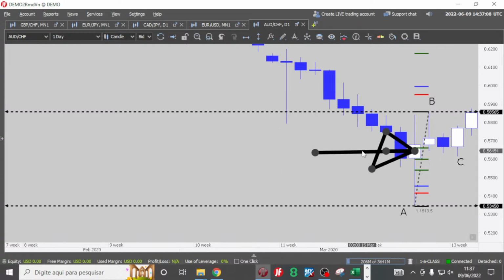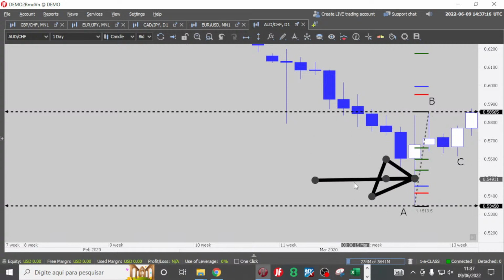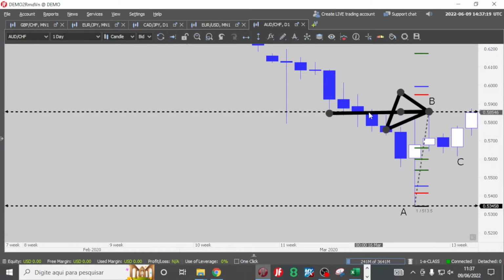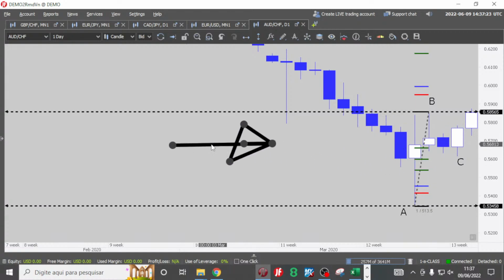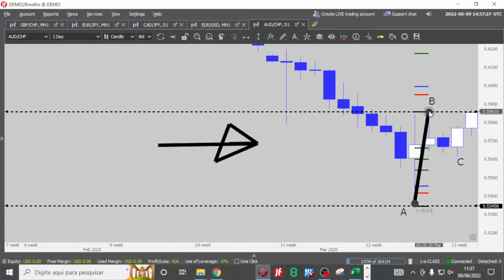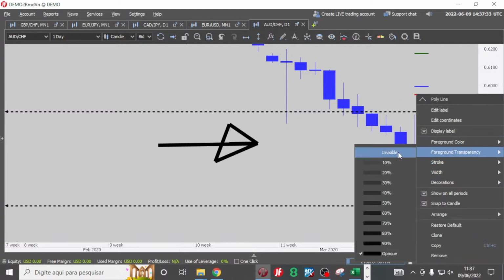Yes, those are the black and white non-negotiable rules. This is the C. This is the lowest point inside the AB boundary after the B, and it's not necessarily a low. It's the lowest point. So, A to B, B to C, right? So far, orange, transparent.